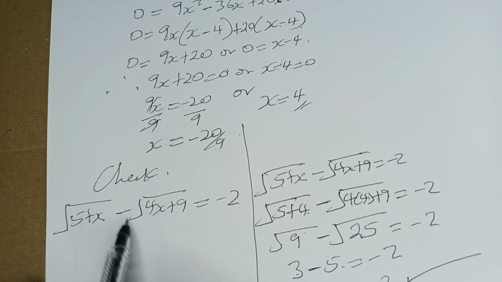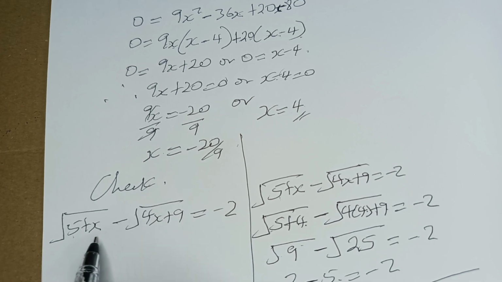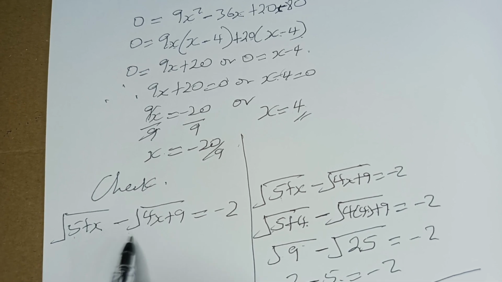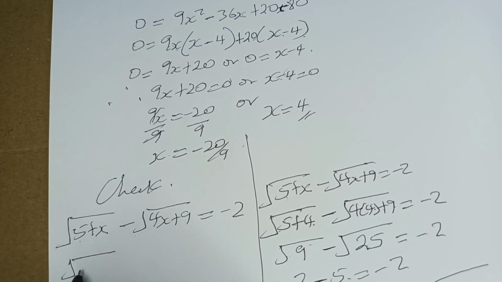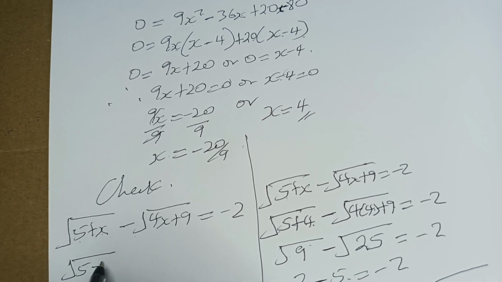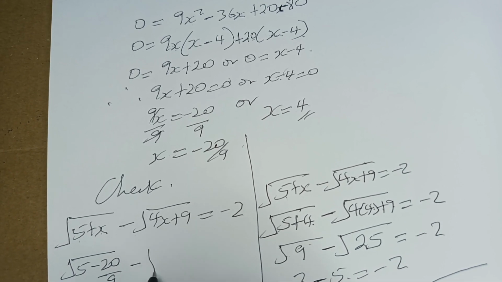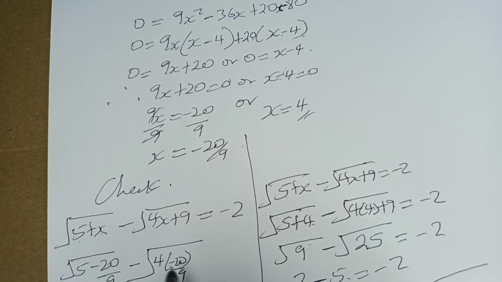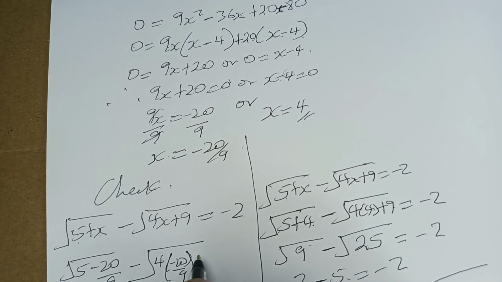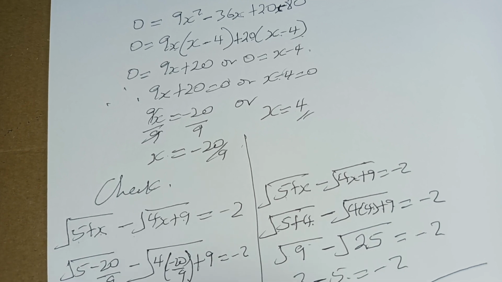Coming here now, let's substitute x is equal to minus 20 over 9 into here. So getting through that, what do we get? We have root of 5 plus x, that's minus 20 over 9, minus square root of 4 times x, that's minus 20 over 9, plus 9 must give us minus 2. Let's check.